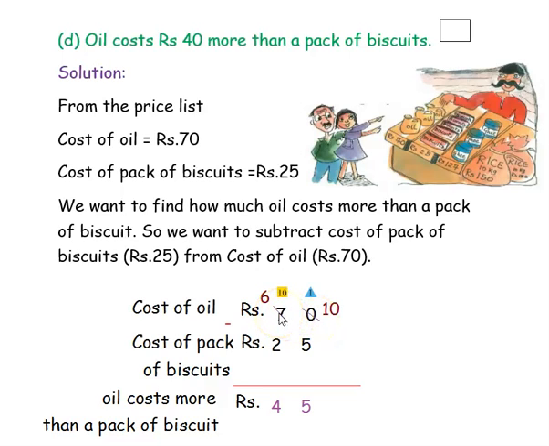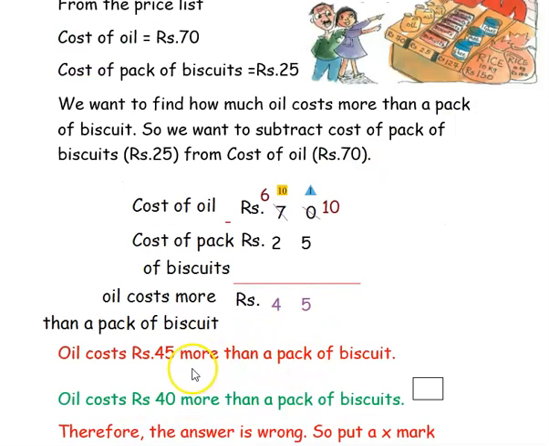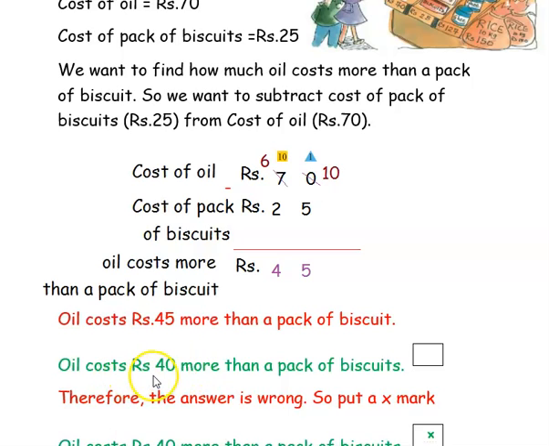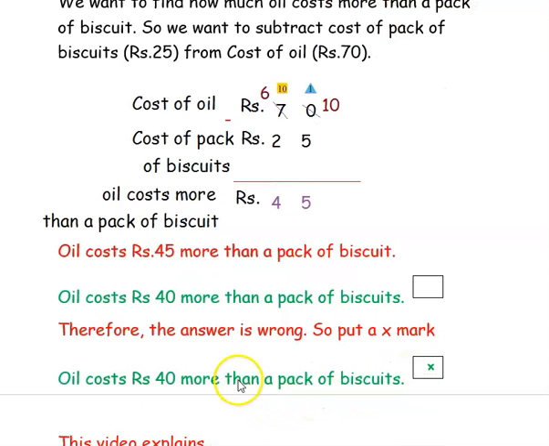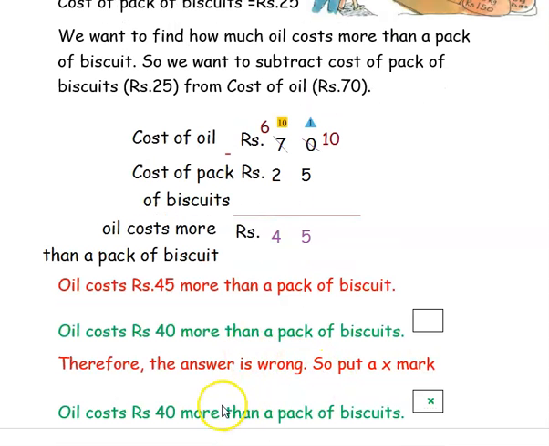So I am borrowing 1 from this 7. So this will become 10 and the 7 will reduce to 6. Now I am subtracting 10 minus 5, which is 5, and then 6 minus 2, which is 4. So the oil costs more than a pack of biscuits by rupees 45. The given question is, oil costs rupees 40 more than a pack of biscuits. So therefore Sangeeta's answer is wrong. So we have to put a cross mark in the box provided.